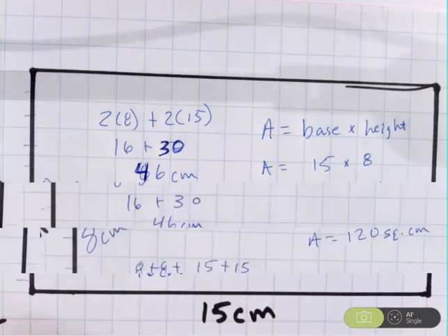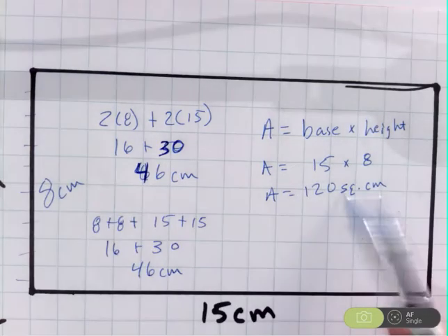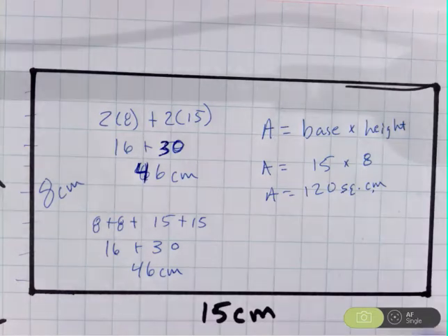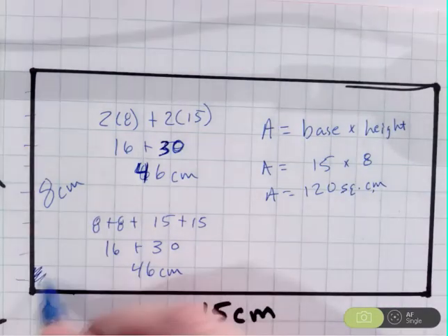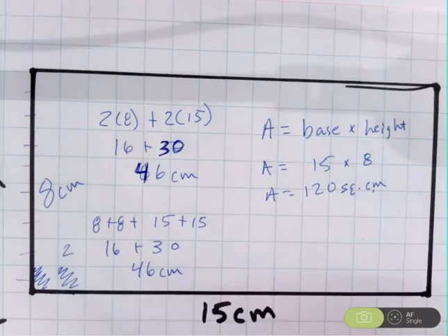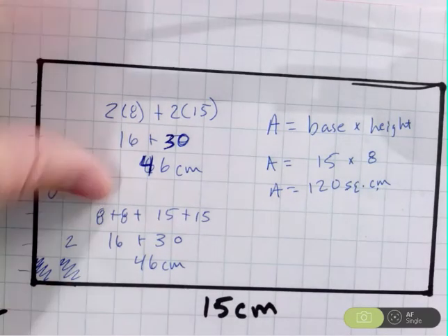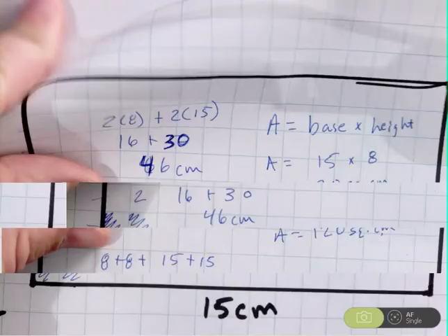Now you notice on these, I'm not writing square centimeters because perimeter is a linear distance. We're not talking about how many of these square units that we need. All right, so that's pretty good for rectangles.